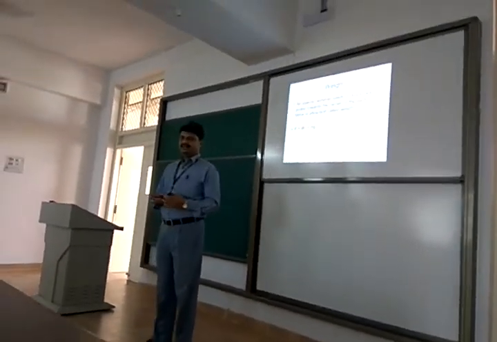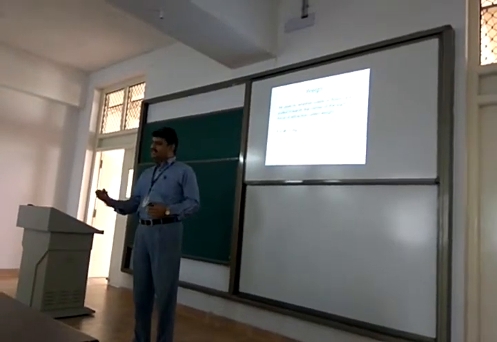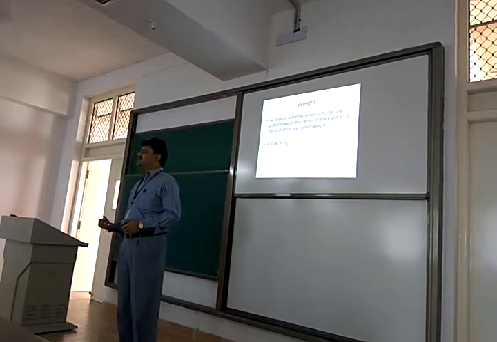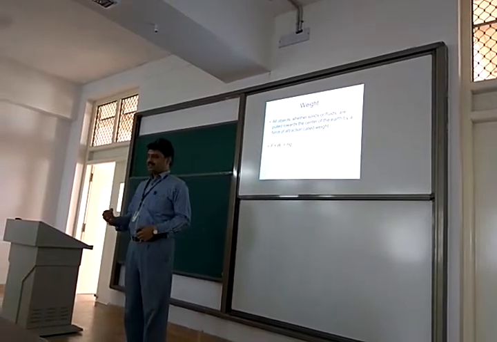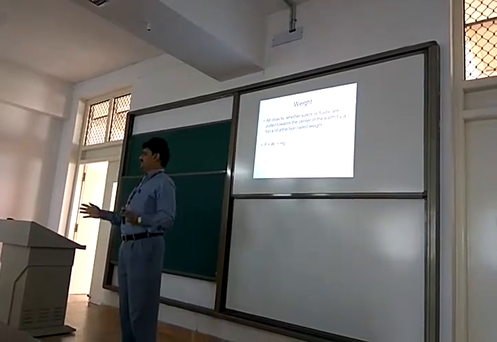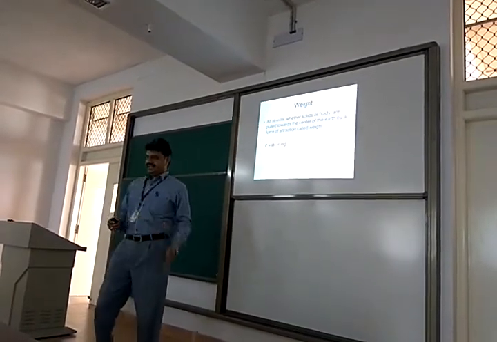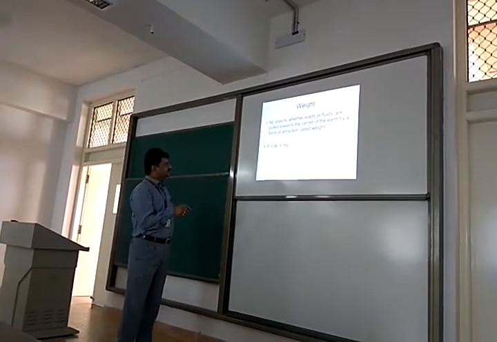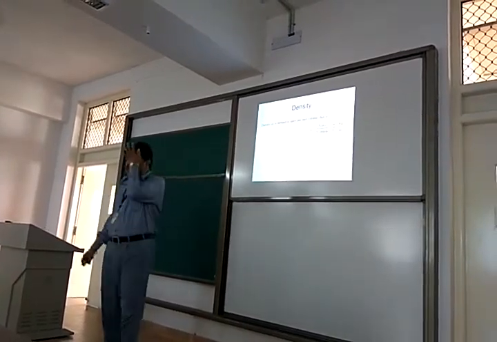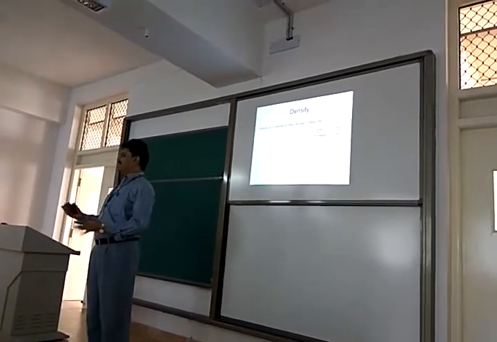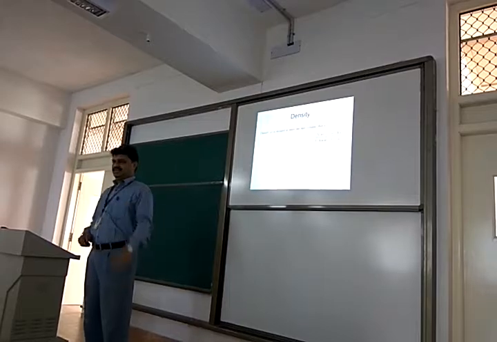Every particle which has a mass is attracted by the center of the earth. That attraction force is called gravitational force. Mass times the gravitational acceleration is called weight. Then density. Mass per unit volume is density. It's a defined term.